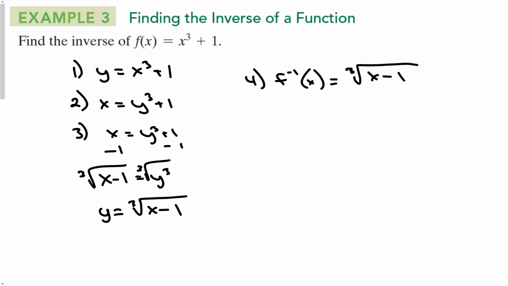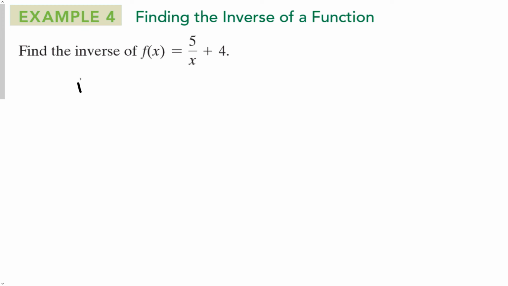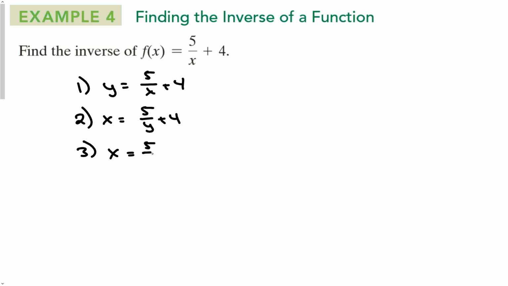Let's try a couple that are a little more complicated. So step 1, y is equal to 5 over x plus 4. Step 2, switch x and y. So x is equal to 5 over y plus 4. Okay. Now I got to solve. So to solve this, y plus 4, I'm going to subtract 4 from both sides. And I get x minus 4 is equal to 5 over y.